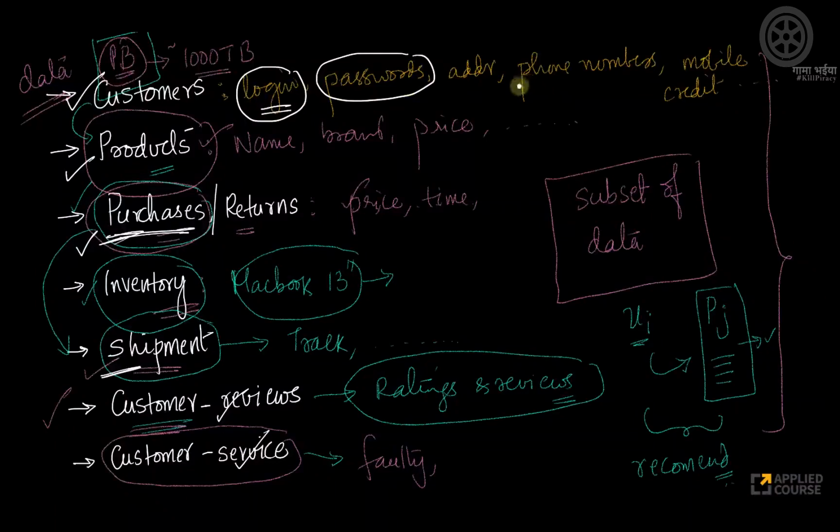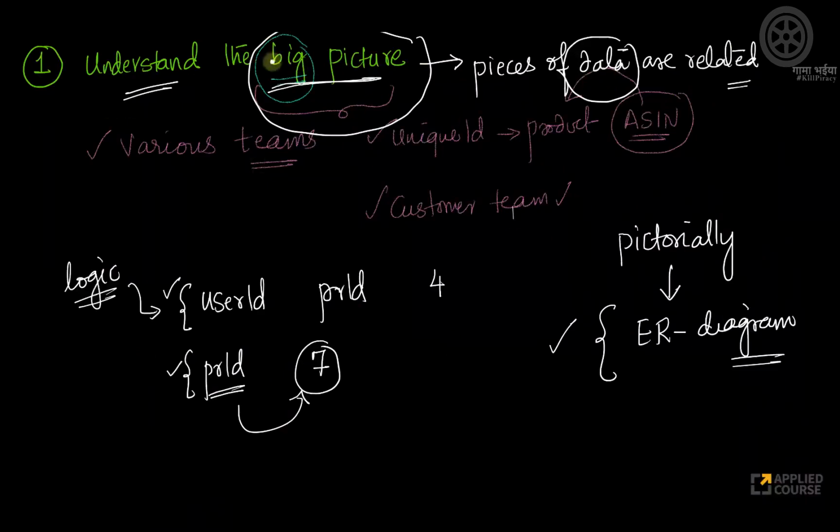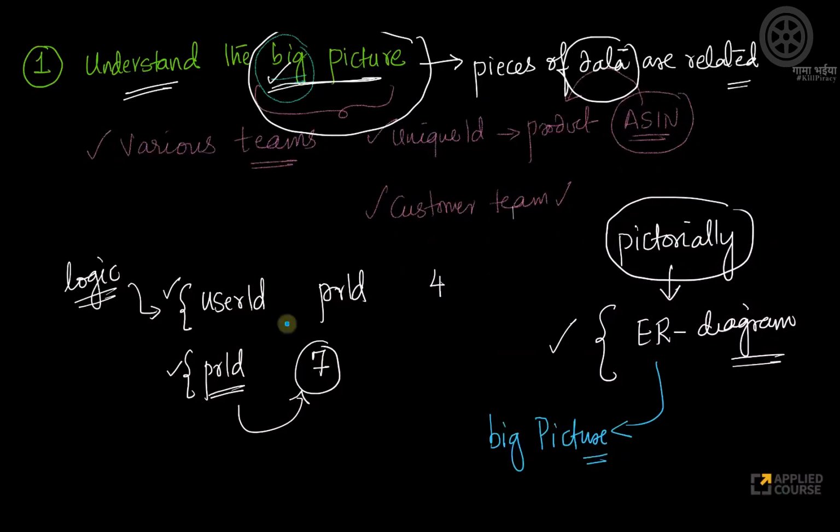So every customer should have a phone number, which is a specific number of digits, right? All this information, we want to get a big picture and understand how different pieces of data are related. We represent it pictorially using an ER diagram. In a nutshell, an ER diagram gives us the big picture of everything that we want to store and how this data is interrelated.